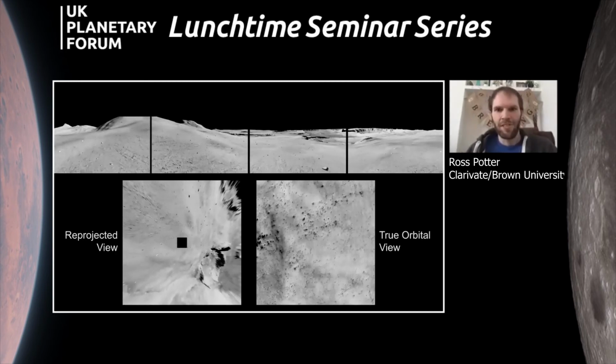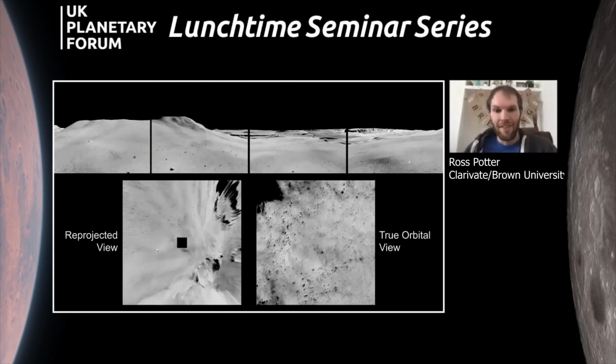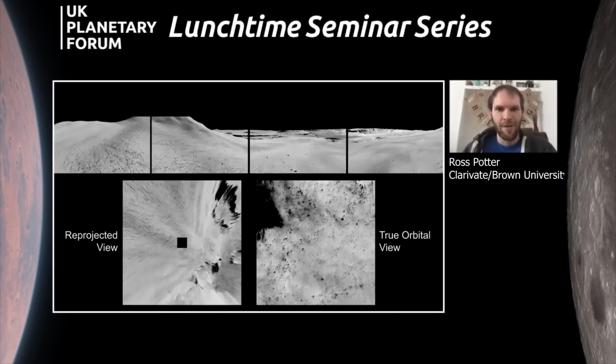One thing we want to do with our machine learning algorithm is to make it pick out the features in this reprojected view and match it to the true orbital view, to be able to give the best impression of the data and to learn how these reprojected views truly compare to the true orbital images.